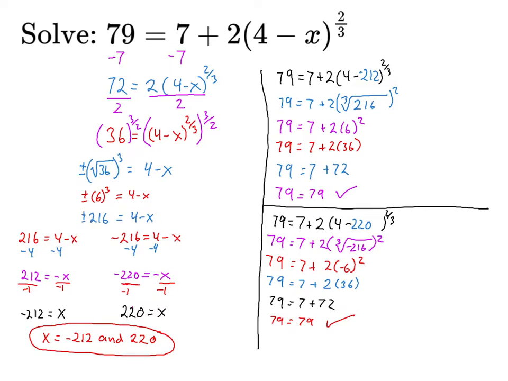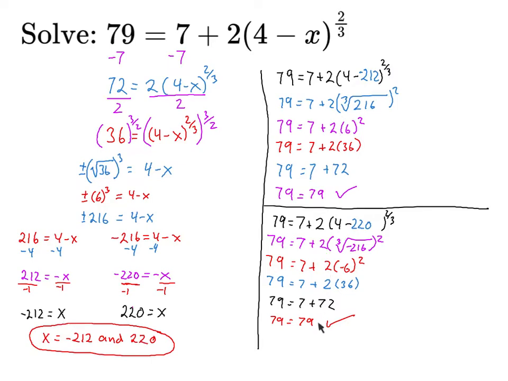Now, once you get to here, you have to set it up as two different solves. You have 216 equals 4 minus x, and negative 216 equals 4 minus x. And then you solve each of these like basic solving. Just don't forget at this point with this negative, don't lose that negative. A lot of people lose the negative, but make sure you divide by that -1, and those would be your two answers.